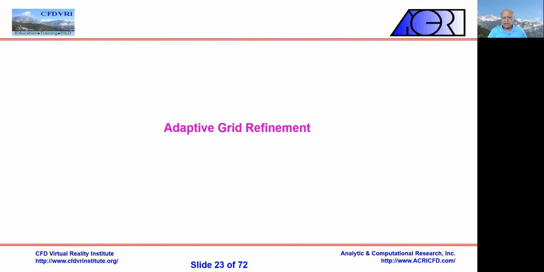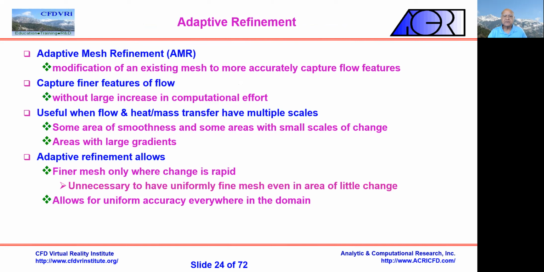So with that, unless you have some questions, I will go to the adaptive grid refinement with the remaining time. Adaptive grid refinement, AMR I'm calling it, is a modification of an existing mesh that we started with to more accurately capture features. And usually we call it adaptive because we're going to adapt to something in the flow. Okay, that's what it is.